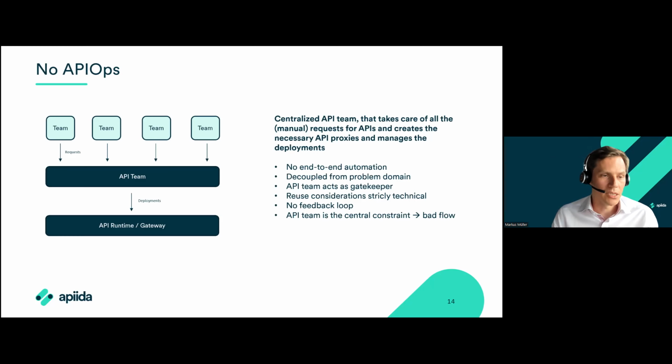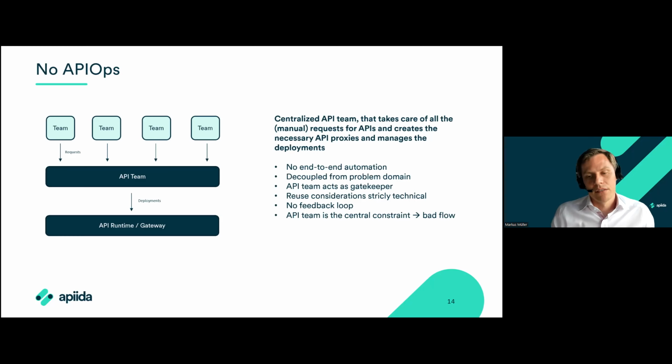And that basically means it's always manual, because the API team has to look at the service first. So they have to decide what they do and how they secure it. So there's no end-to-end automation possible. The API team also only knows that there is an API and how it looks. It doesn't know why it was created in the first place. So now all of the deployment and all of the security checks are basically decoupled from your problem domain, right? So they can't judge whether something makes sense, because they don't know why this API even exists.